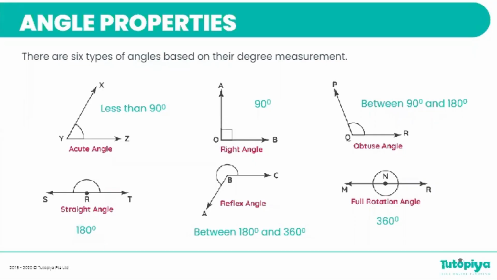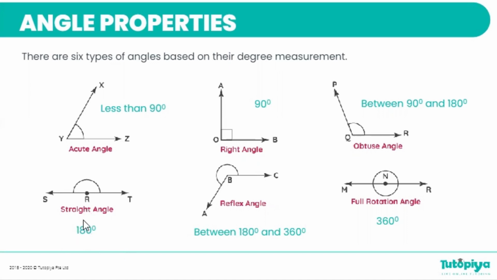We can classify angles into 6 different types based on their sizes. When we have angles that are less than 90 degrees, so angles between 0 and 90 degrees, we call them acute angles. Then we have angles that are exactly 90 degrees, and these are known as right angles. Right angles are denoted by adding a small square in the angle to show that it's a right angle. Then we have angles between 90 and 180 degrees, and these are called obtuse angles.